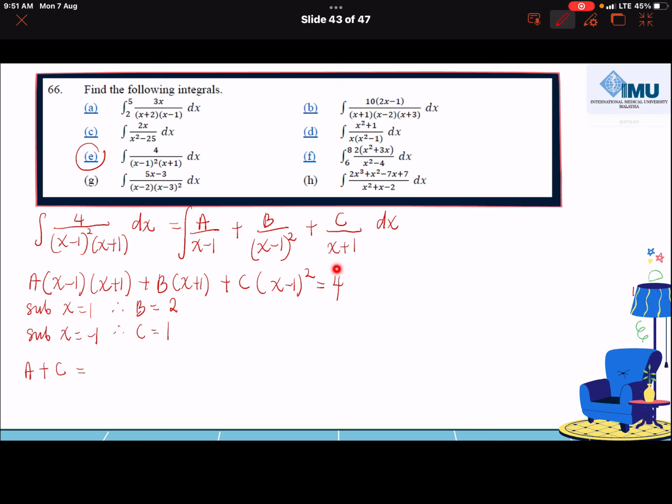Now, this is the only coefficient of x squared term on my left hand side equation. I'm going to compare with my right hand side here. Do I have x squared? Yes, my x squared will have a 0 coefficient. So I can put A plus C equivalent to 0. Hence, I can solve for the value of A by substituting the C that I found previously. Hence, my A is equivalent to negative 1. I have obtained all the coefficients, constant A, constant B and constant C.